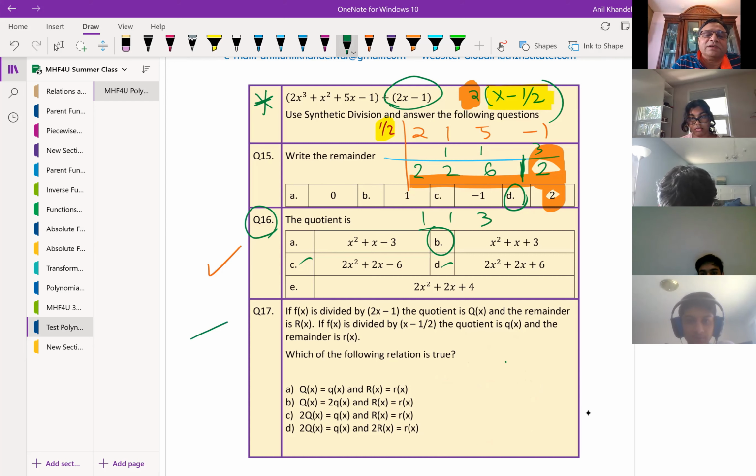Anybody answer question number 17? That will summarize what we have just learned.